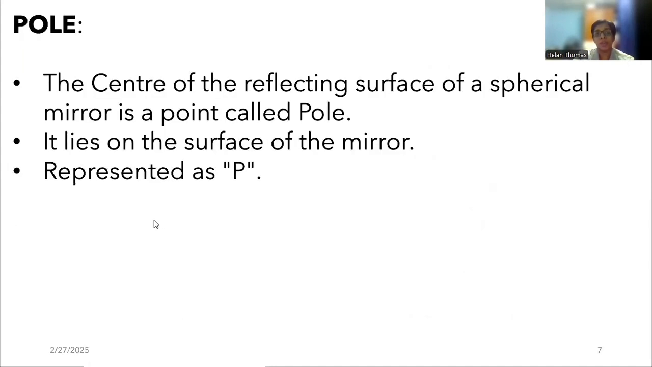So this is what is written here. The pole lies on the surface of the mirror. Study that very well. The pole lies on the surface of the mirror, both in the case of the concave and the convex mirror. While the other points like C, the center of curvature, and the focal point, the focus, all of those lie outside the surface of the mirror.